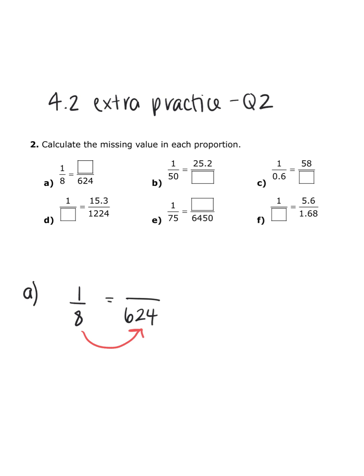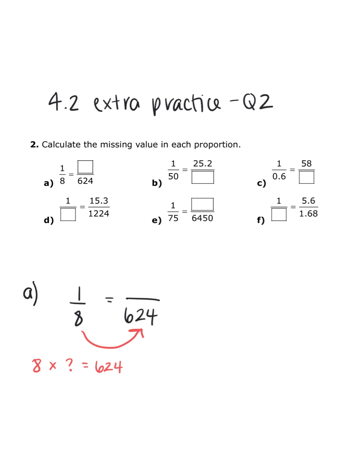From here, we want to start with either the numerator or the denominator, but we want to start with whichever we have both pieces of. So in this case, I have both denominators. So again, going from the completed fraction on the left, headed to the fraction on the right, we want to think to ourselves, 8 times some unknown factor will give us an answer of 624.